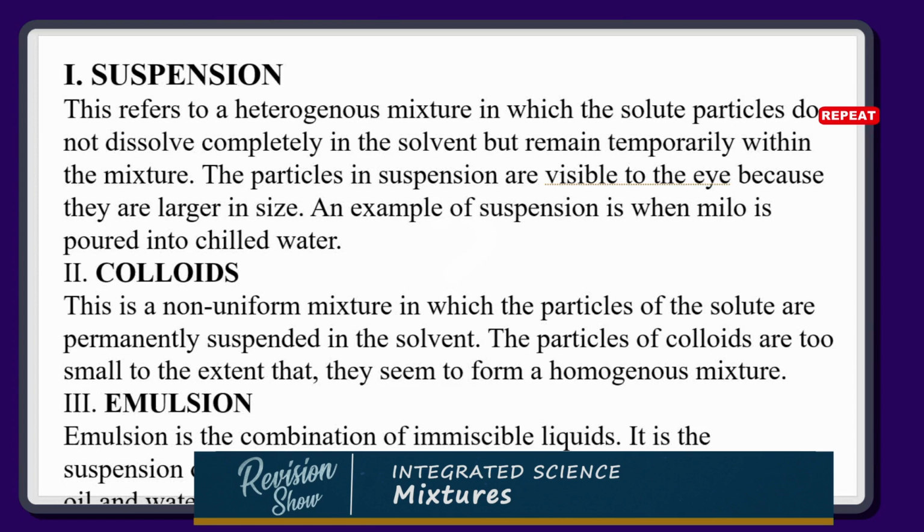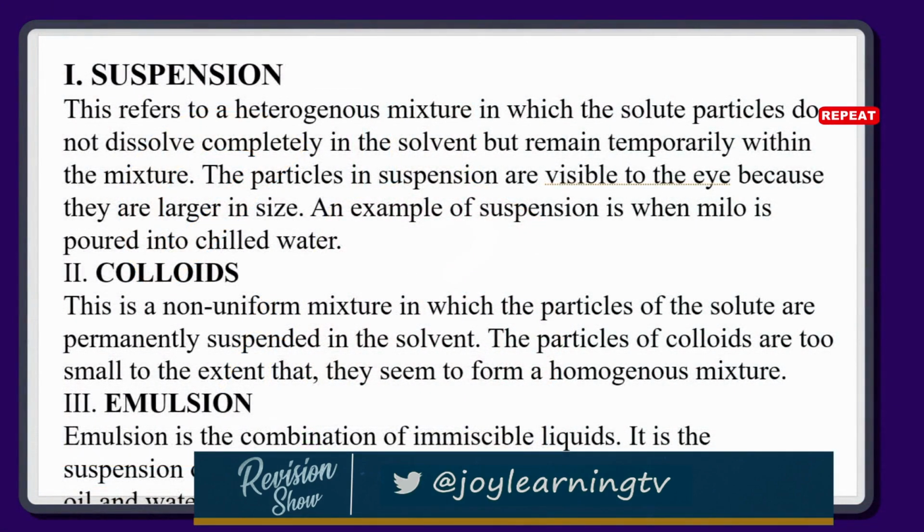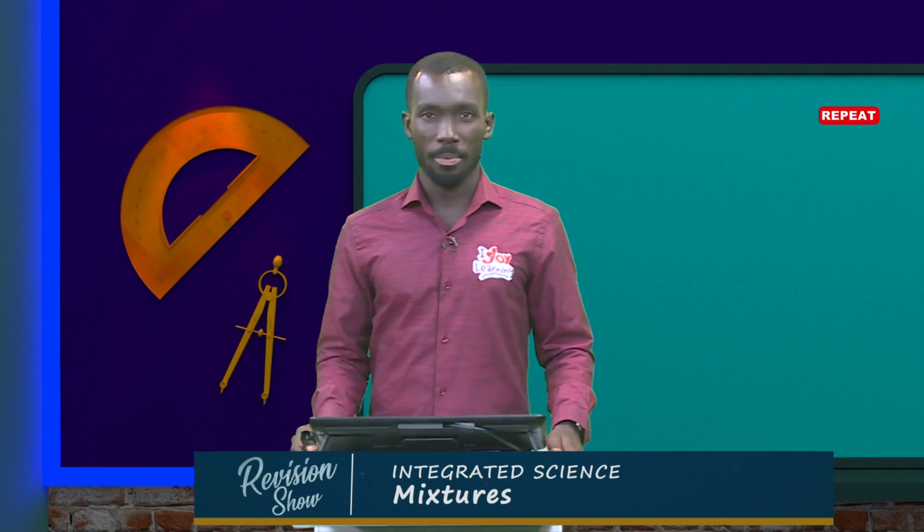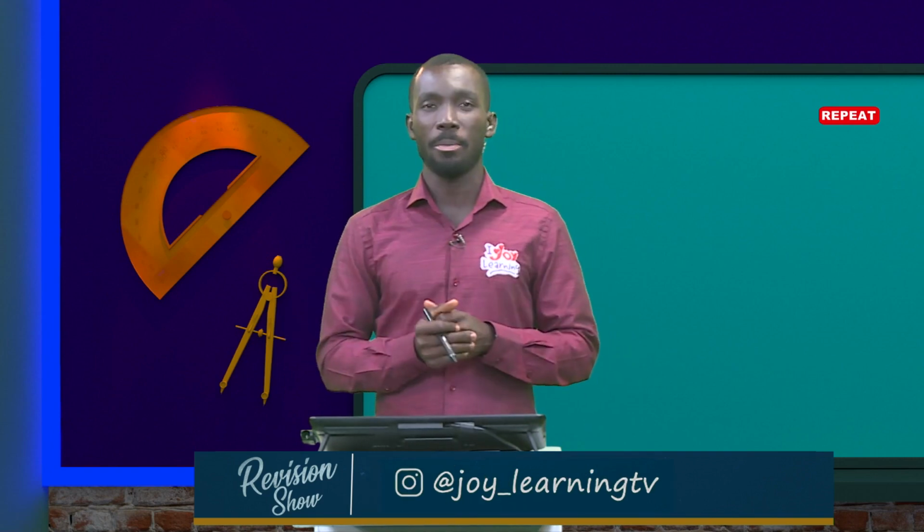Now, with suspension, we saw that the particles of the solute are bigger, so they can be seen, and you see them moving around or settling on top of the water. When you come to colloids, the particles are so small that if you're not careful, you might think they are forming a uniform mixture, but it's not. It is not. It is just as when you have milk powder and you pour it into water and stir for a while. You see that it forms a very uniform mixture, but it is not actually a uniform mixture. It gives you what is called a colloid.